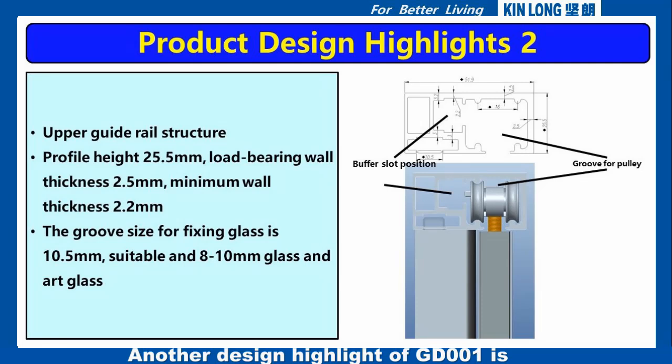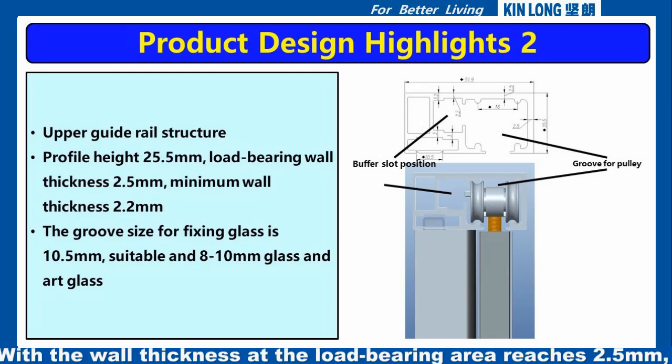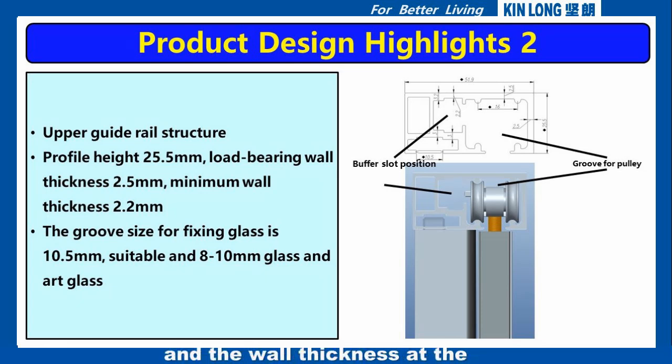Another design highlight of GD001, as mentioned earlier, is that the front height of the profile is only 25.5 mm, with an extremely narrow and minimalist style, which makes it look great. The wall thickness at the load-bearing area reaches 2.5 mm, and the wall thickness at the non-load-bearing area also reaches 2.2 mm, making it more secure and reliable. Standard glass with a thickness of 8-10 mm, laminated or wired art glass.